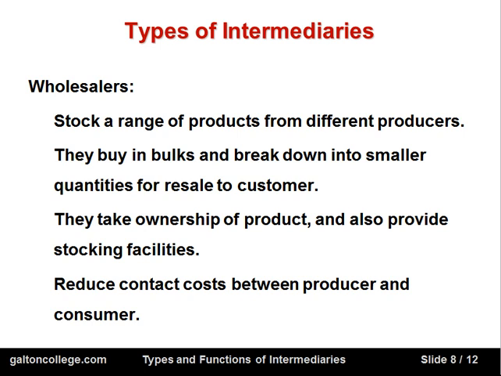So the wholesaler stocks a wide range of products. They buy in bulk and break down into smaller quantities for sale to, let's say, the retailer. They own the products. They buy the products off the manufacturer and stock them. And it reduces the contact between the producer and the consumer. It's a bridge. It's in between the producer and the consumer.